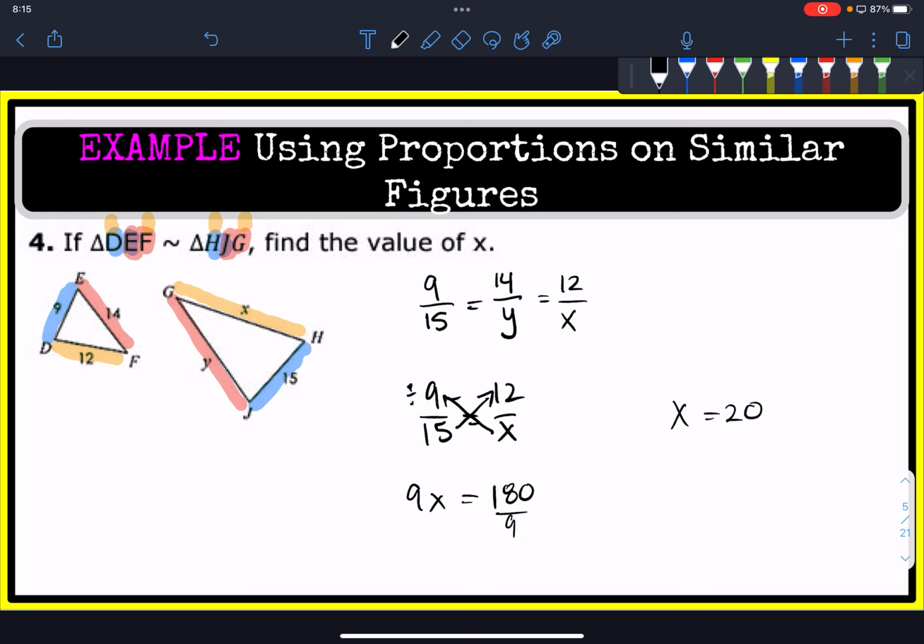But when you set up a proportion, you're going to notice that you multiply two numbers, and the other number that gets multiplied with a variable ends up being your divisor. You end up dividing this total right here by this number 9. So this is going to be the solution to this problem, the value for x between these two similar triangles.